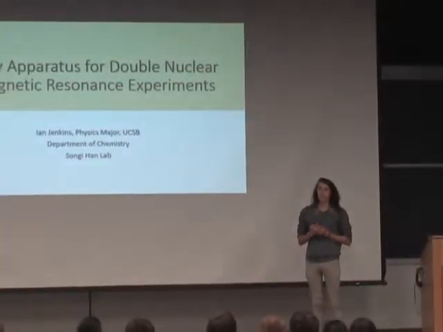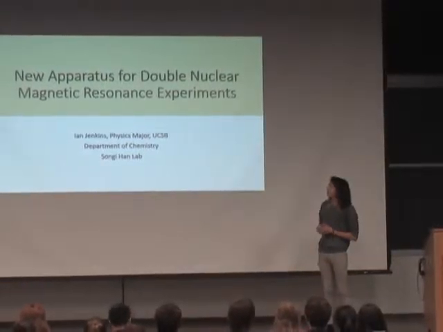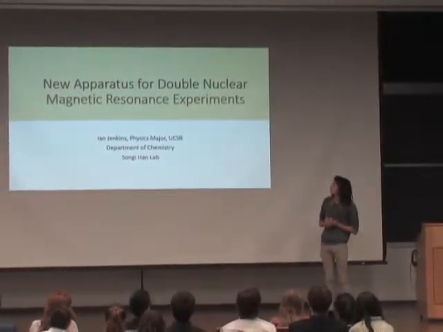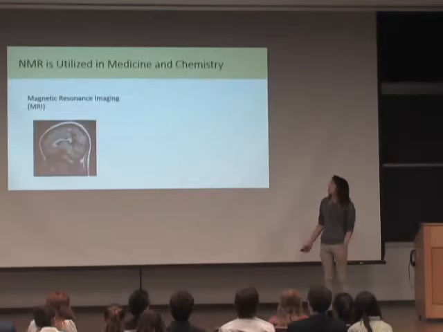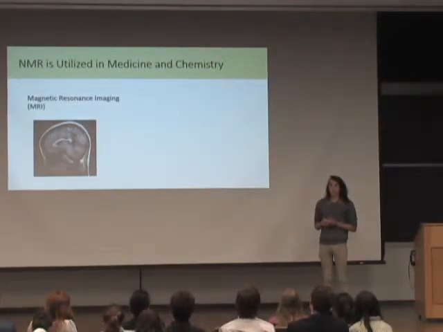I'm a second year physics major here at UCSB, but this summer I've been working in Sunji Han's physical chemistry lab in the Department of Chemistry, working on a new apparatus for double magnetic resonance experiments.